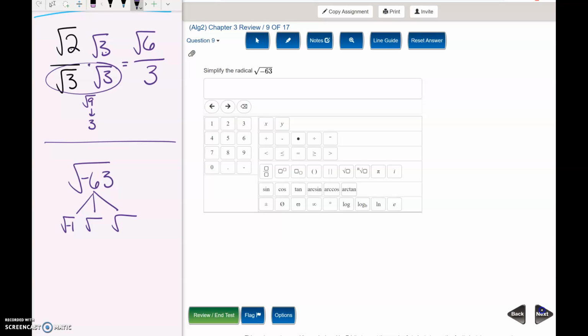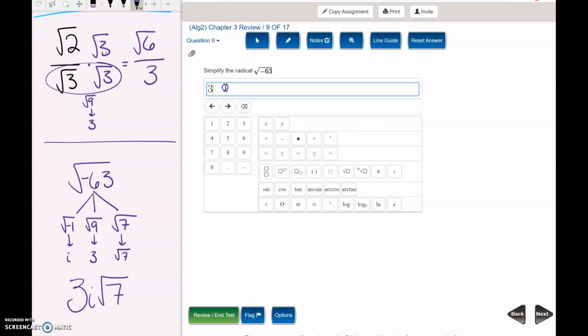63 divided by 25 is not going to work. 63 divided by 16 I don't think is going to work. That's a decimal. 63 divided by 9 is 7. So it splits up into 9 and 7. The square root of -1 is i. The square root of 9 is 3. The square root of 7 we can't simplify anymore. The correct way to write this is 3i times the square root of 7.